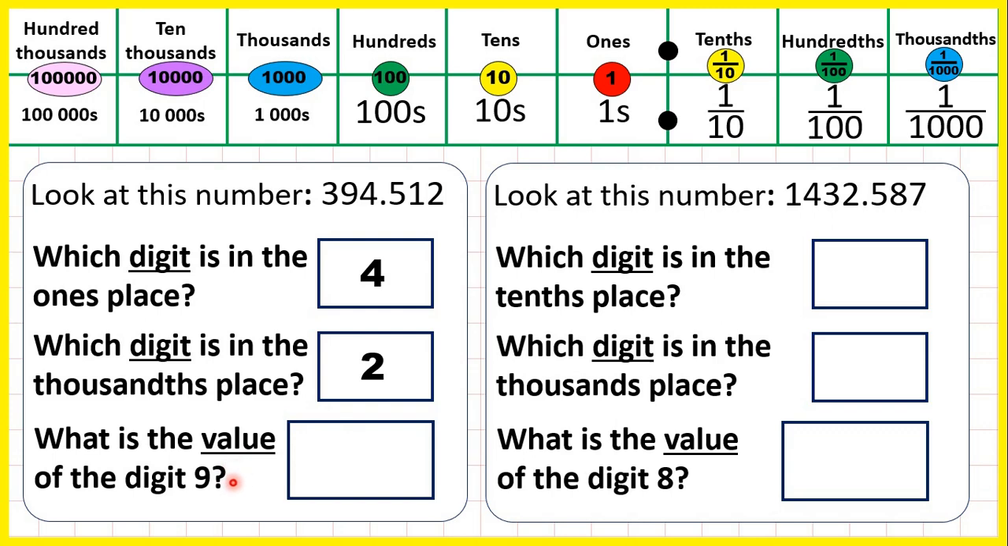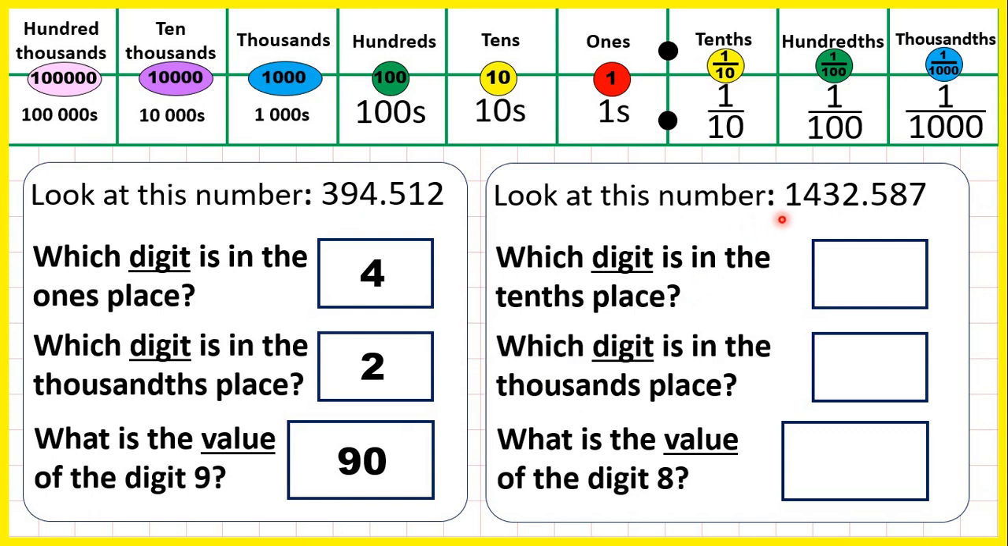Now, what is the value of the digit 9? So we can find the digit 9, and we can see that that's the second digit before the decimal point. And before the decimal point, we have our ones and then our tens. So this 9 represents 9 tens, which is 90.